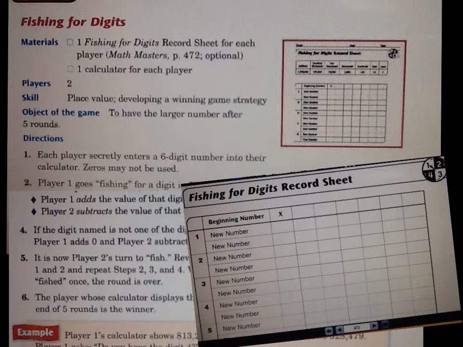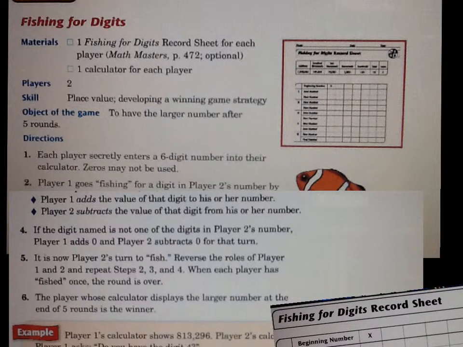The other activity you're doing today is playing the game Fishing for Digits. For this game, you're going to need 1 Fishing for Digits record sheet for each person, 1 calculator. It's a game for 2 people, practicing place value, developing a winning game strategy. The goal of the game is to have the larger number after 5 rounds.